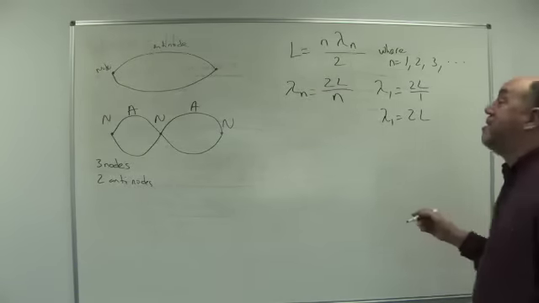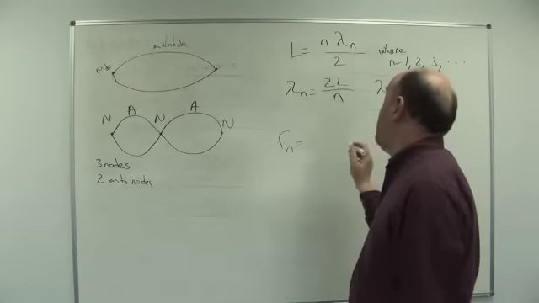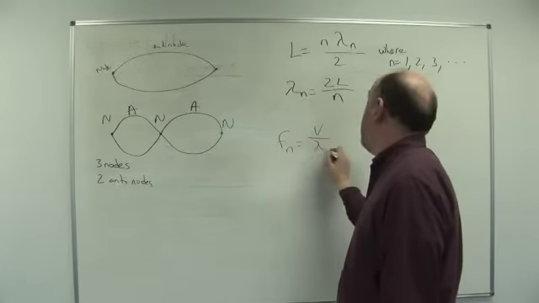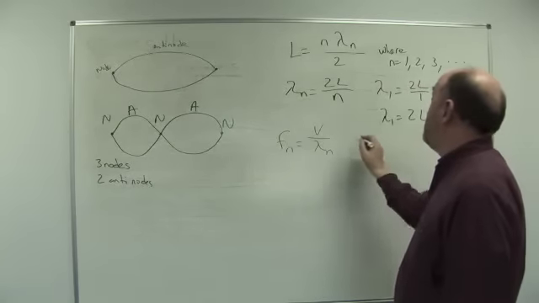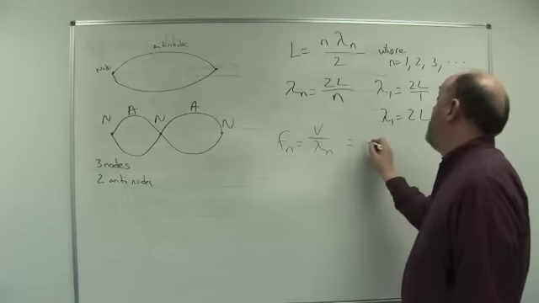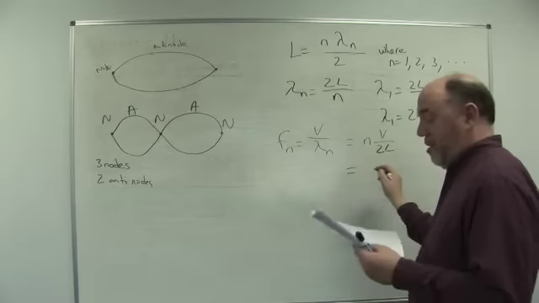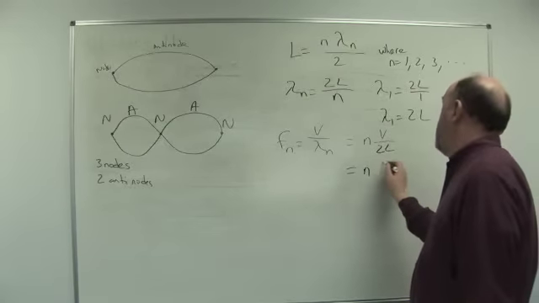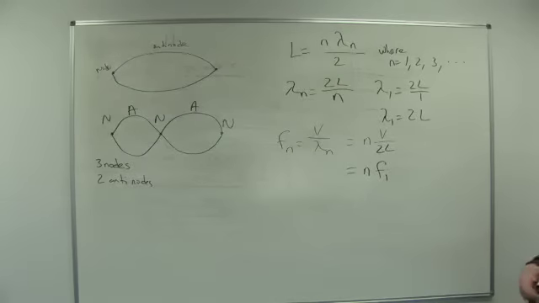The frequency, then, f sub n, is going to be given by v over lambda sub n, which we can also rewrite in terms of nv over 2L, and so this will be n times the fundamental frequency. So once we know the first frequency, we can get the second, third, fourth, and so on just by multiplying by whatever we are looking for.